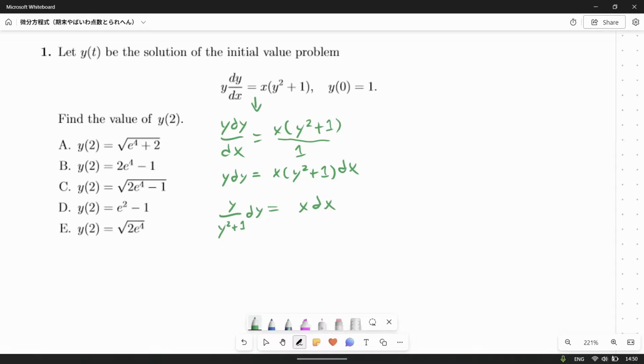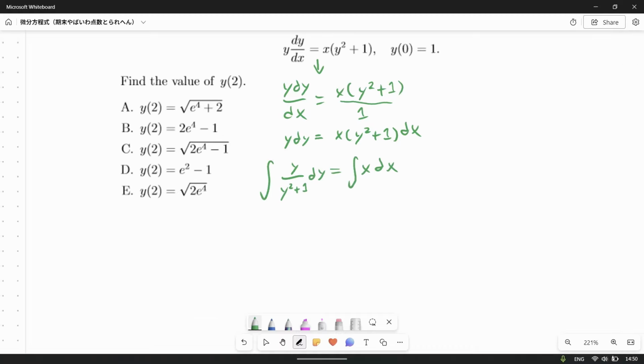And so from here, to find the general solution, all we have to do is integrate both sides. So we just attach an integral to both of these sides. And the right side, that's trivial. That's just x squared over 2. So this will go to x squared over 2.